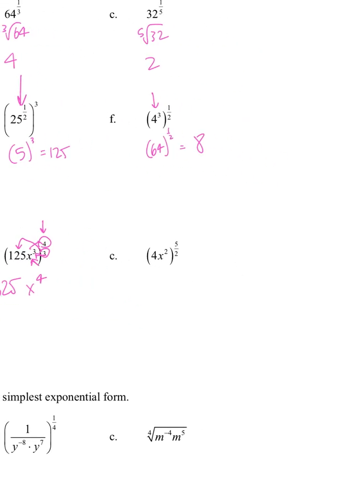And then this last one, for this example, is saying, what's the square root of 4, which is 2? Raising that to the 5th power is 32. And then same thing over here, the square root of x squared is x, and x to the 5th power is x to the 5th.